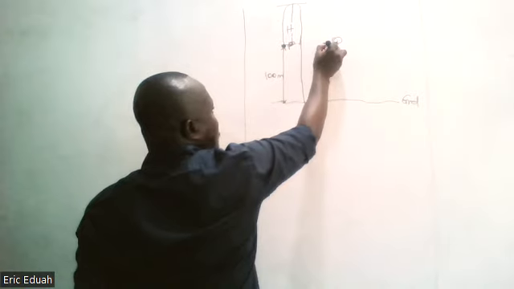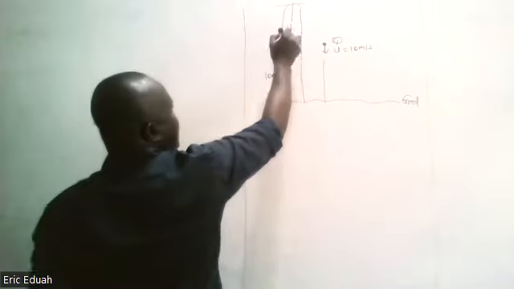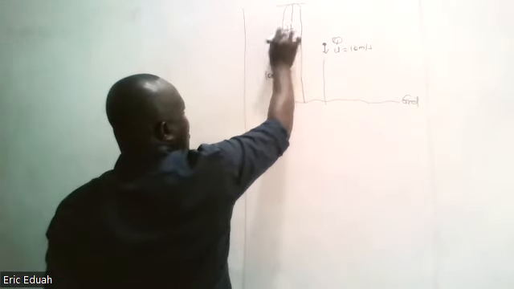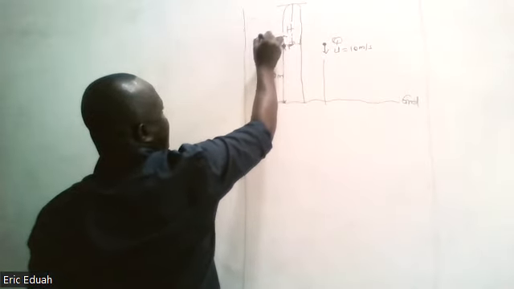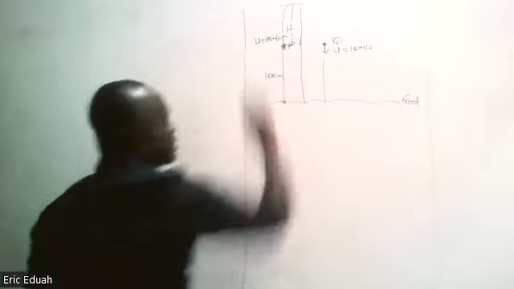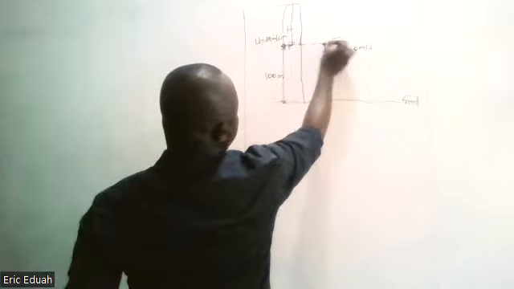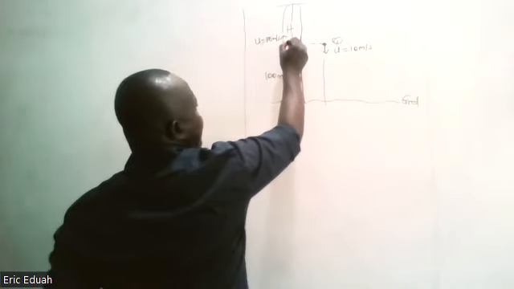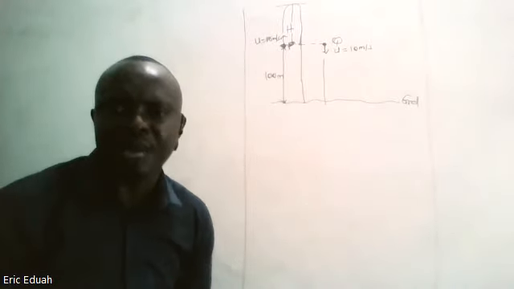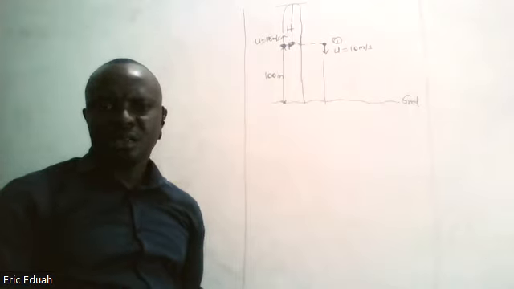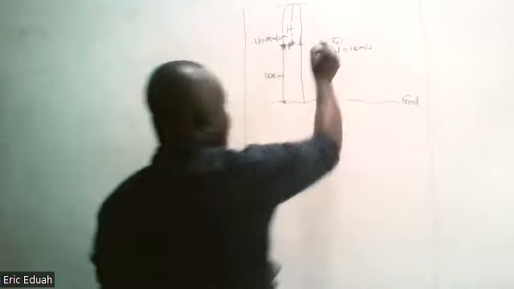Now Q is thrown vertically downwards with a speed of 10 meters per second. P is thrown vertically upwards, also with a speed of 10 meters per second. So class, all that we are to look out for is the time for which P and Q would drop on the ground, and then we determine the time interval between those two times. Please, are we okay? Are we fine?